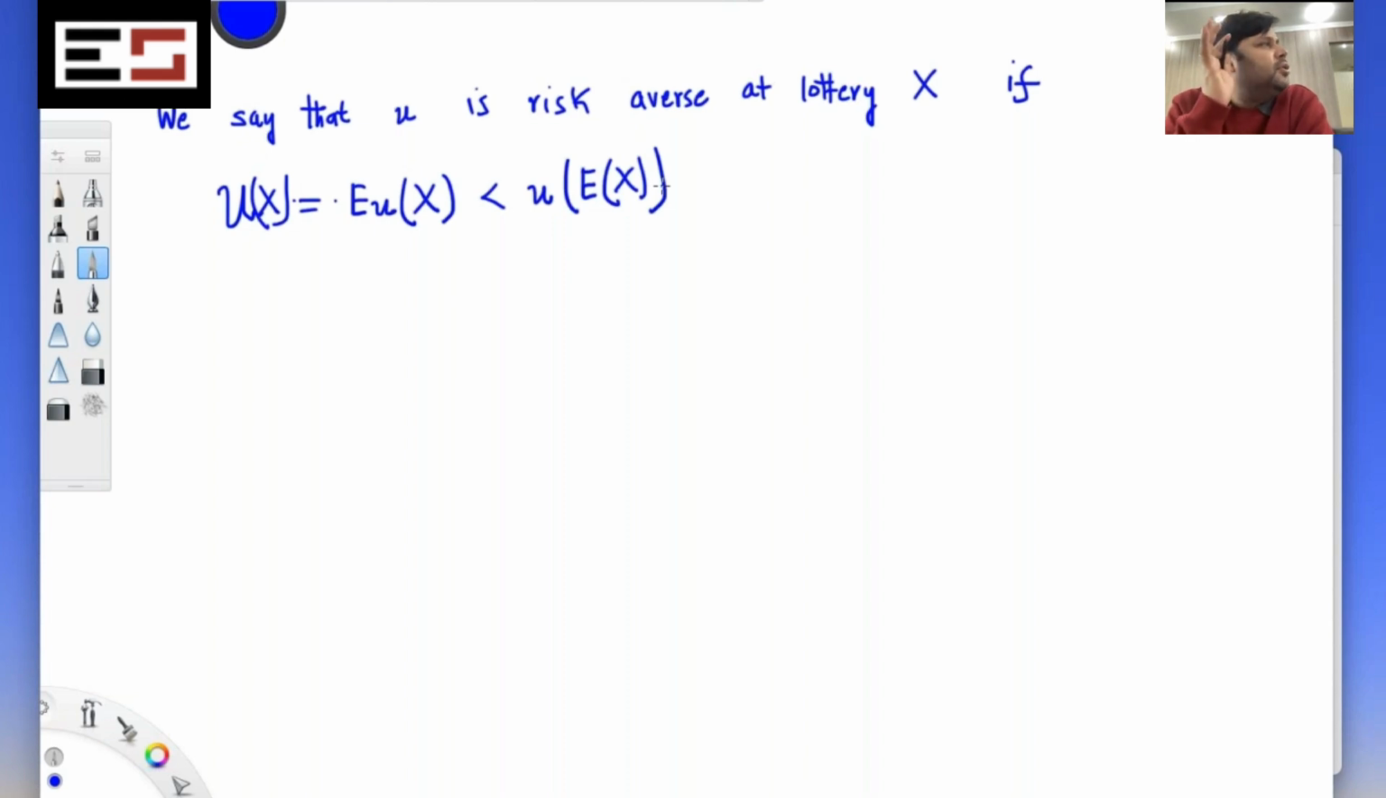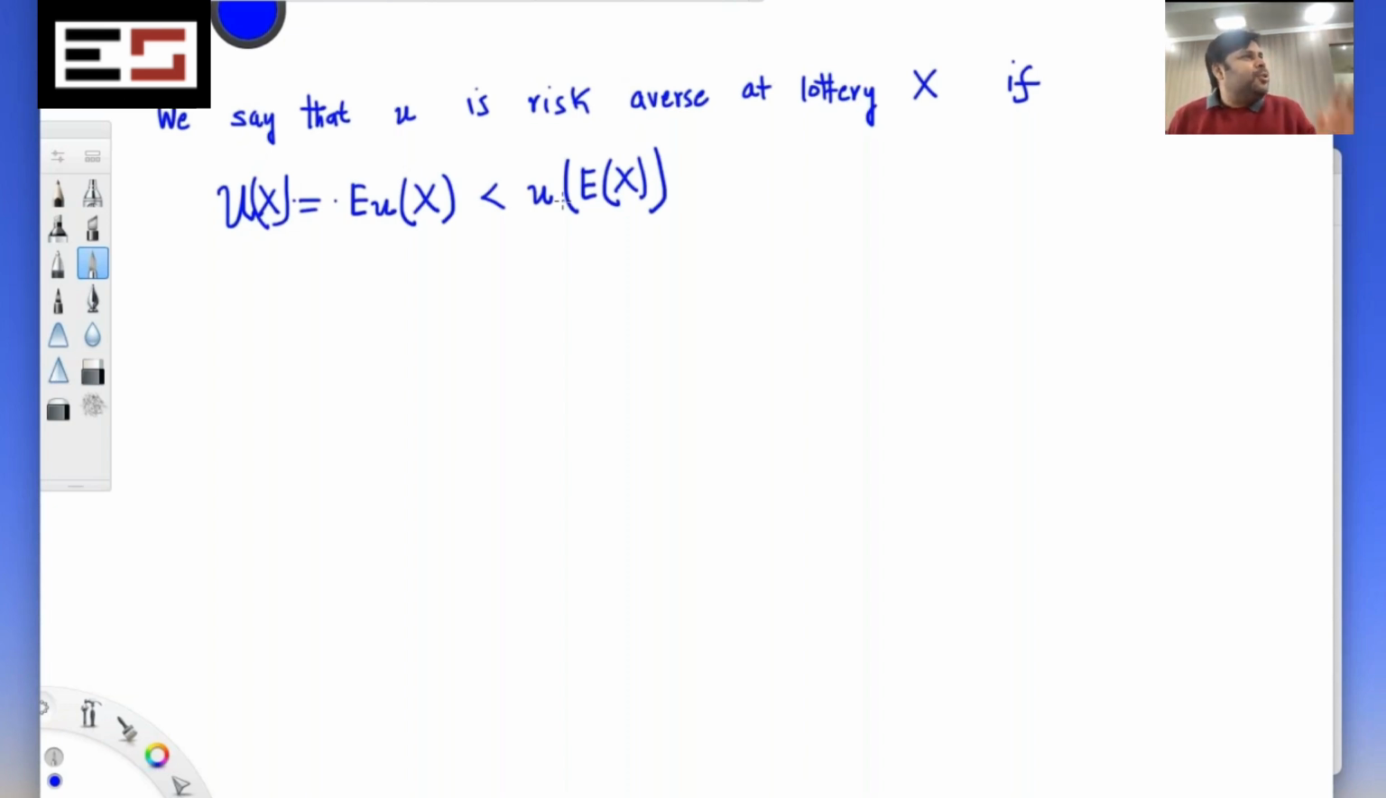because the left hand side is the satisfaction level associated with the lottery itself, and the right hand side is the satisfaction level associated with the expected value of that lottery. So if I give you a certain amount, which is the expected value of the lottery, you will say, okay, give me that expected value of the lottery. I don't want the lottery.